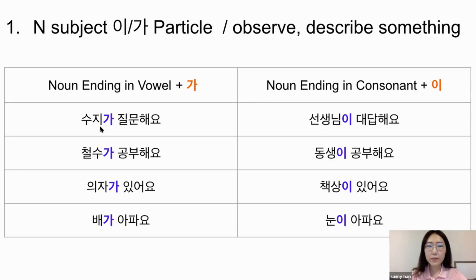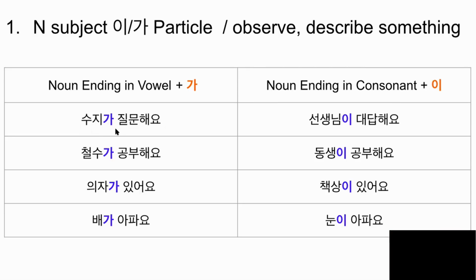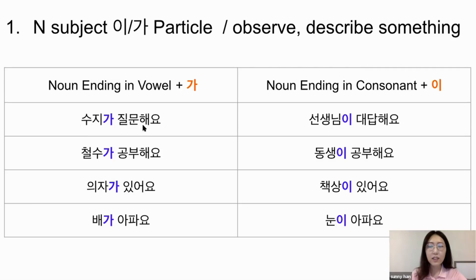Suji is her name. Suji asked a question. 수지가. If I speak one or two times, you can repeat after me one or two times, okay? 수지가 질문해요. 수지가 질문해요. Good. We can practice this one first and then we can practice the other one.